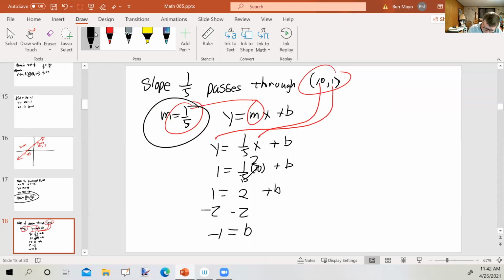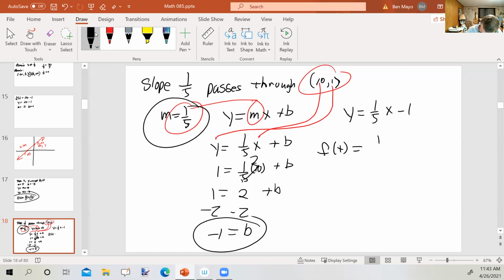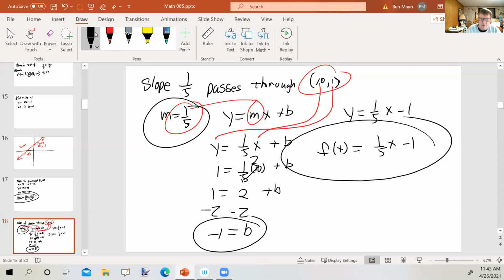Well, the slope is 1/5. The y-intercept is -1. So y equals 1/5 x minus 1. Writing it as a function, f of x equals 1/5 x minus 1. And there's our final answer. It has a slope of 1/5, and it passes through the point (10, 1).